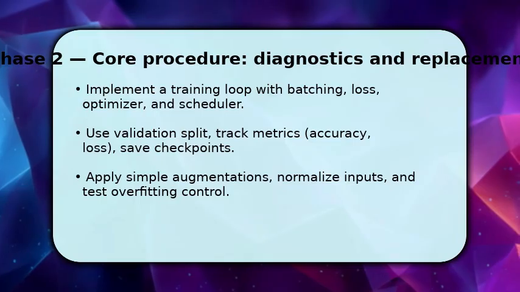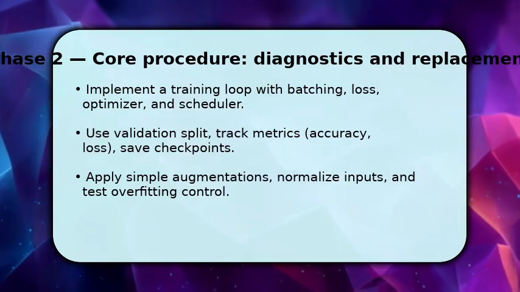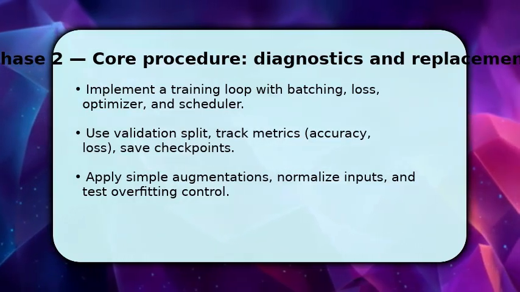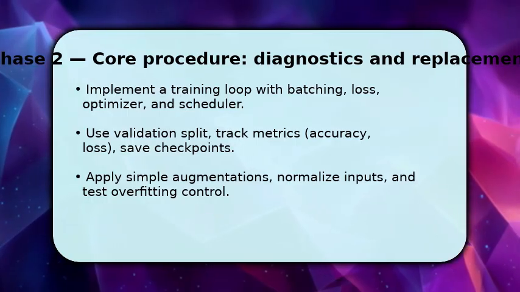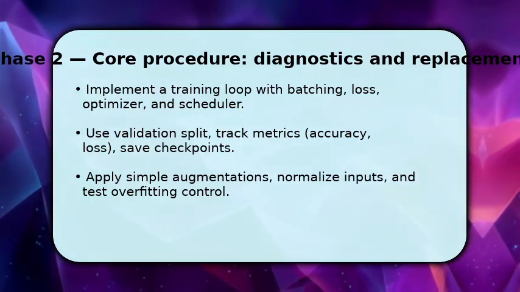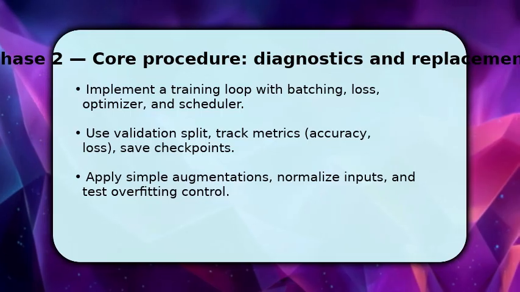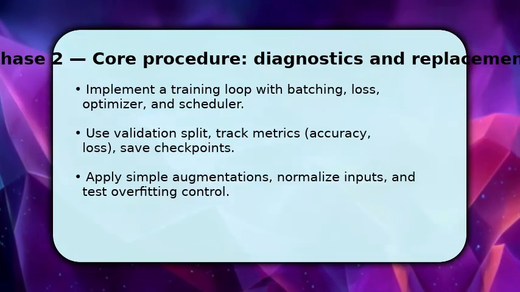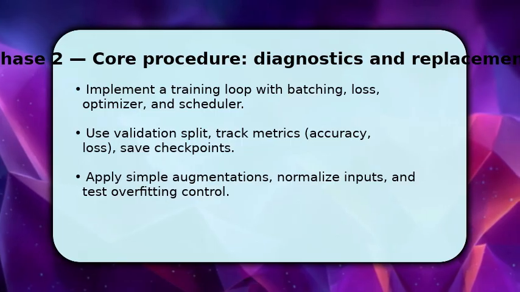You now implement the core training loop: batching, forward pass, loss computation, backward pass, optimizer step, and an optional scheduler. Make sure to add a validation split and compute metrics each epoch so you know if the model learns. Save checkpoints regularly and resume from the last good state if interrupted.